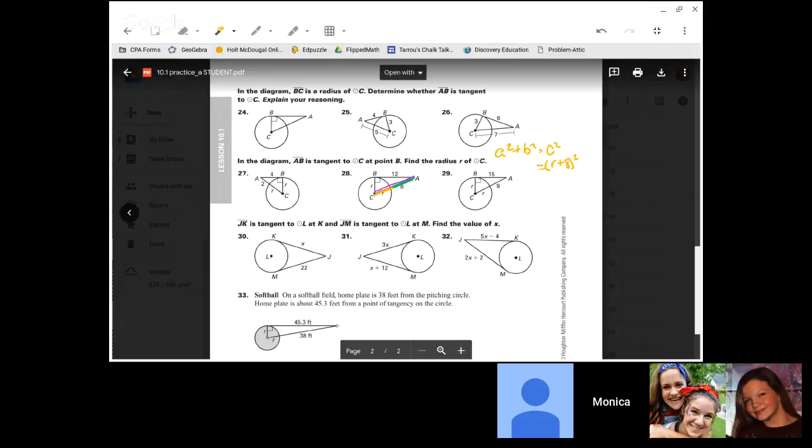Okay, so then what are your A and B? Okay. And then what's b? Okay. So we would have 12 squared plus r squared equals r plus 8 squared. Are you good with that part?